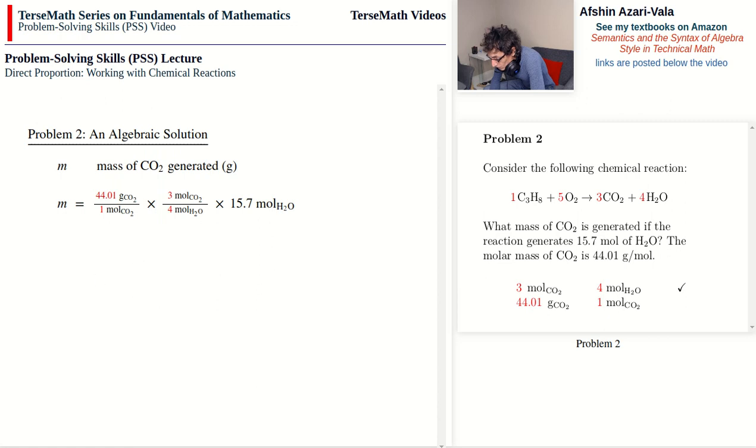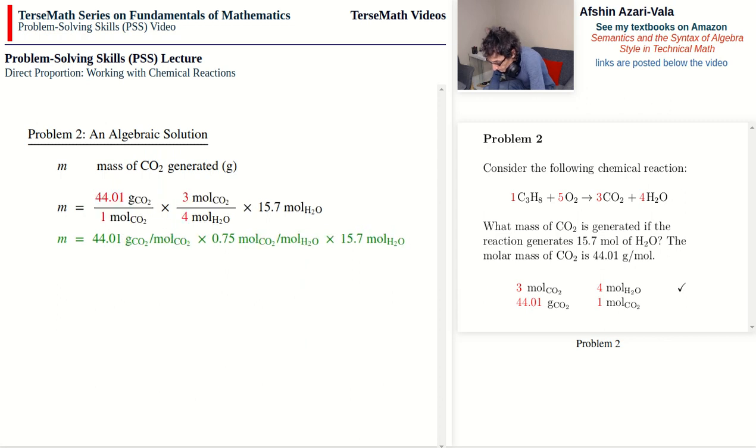Now, one last time, I'm going to talk about how to make sense of why this kind of setup works. And for that, we make a division over here, and I'm not sure where the 3 is coming from. So let me just get rid of it. Okay, there we go. So we have 44.01 grams of CO2 per mole of CO2 times 0.75 moles of CO2 per mole of H2O times 15.7 moles of H2O.